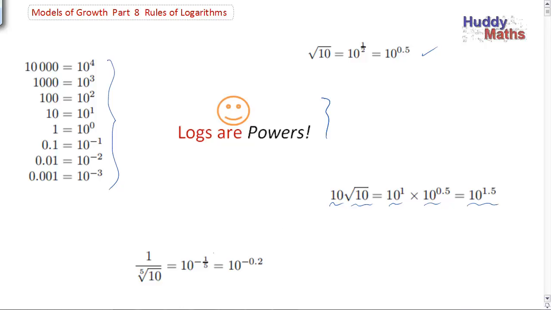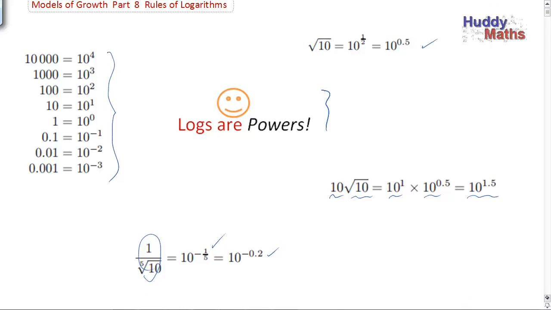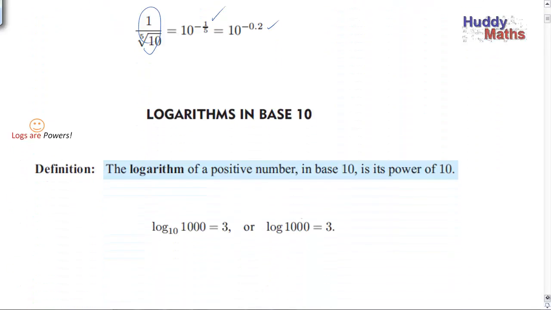Down here, what about the negative powers? Don't forget them. So the fifth root is 1/5, but 1 over that is the negative power, 10 to the negative 1/5, or 10 to the negative 0.2. Well, do you remember all that stuff? Let's look at what's going on once we go into logland.